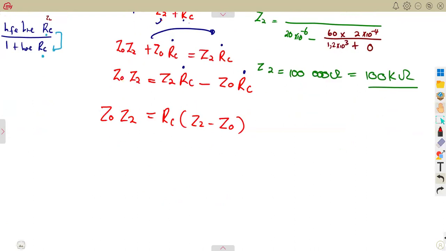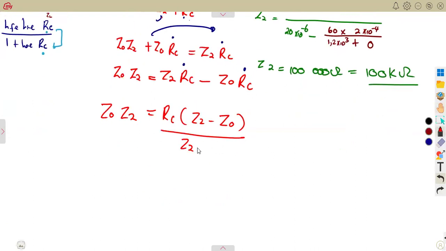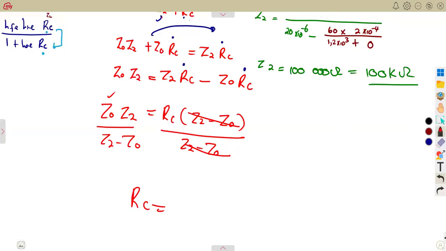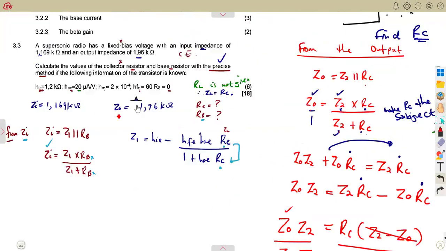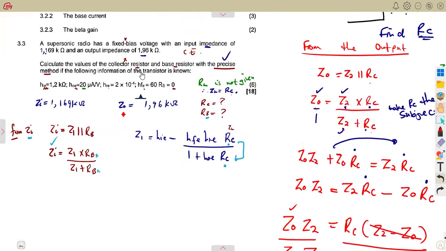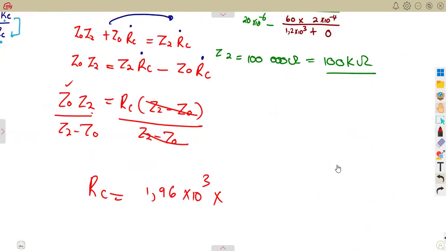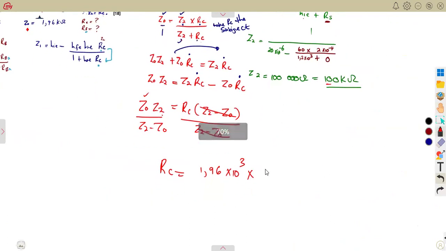What is it that you need? It's RC, so simply divide by the bracket. That's it. So you simply divide by the bracket. That's obtaining RC. So RC is equal to this Z out, which we are given the output impedance to be 1,96 kilo ohms. So you're going to substitute 1,96 kilo ohms times 10 to the exponent of 3 times Z2. From our precise method, our Z2 is obtained 100 kilo ohms.